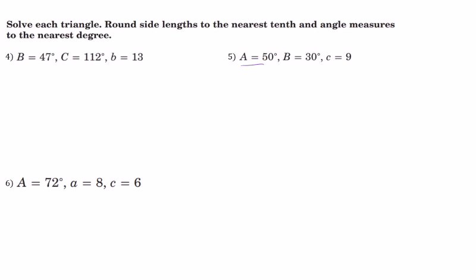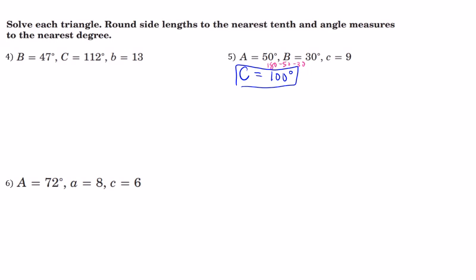Here we're given angle A, angle B, but side C. So C is not an opposite side of any of those angles. But that's easy to remedy, because if we're given two angles in a triangle, we can always find the third. So that's what we'll do first: find angle C. You don't have to show the work for this, but angle C is going to be 180 minus 50 minus 30. So that'll be 100.